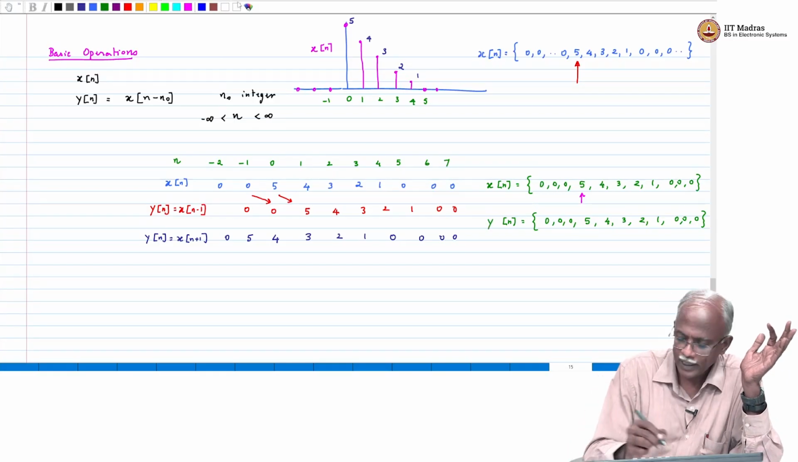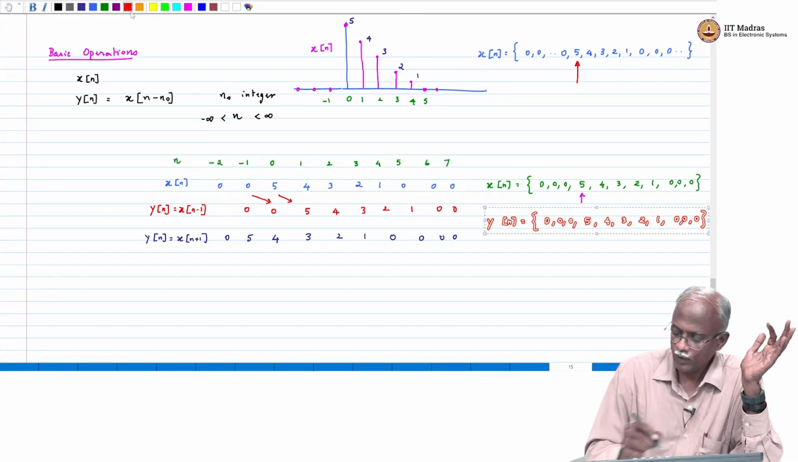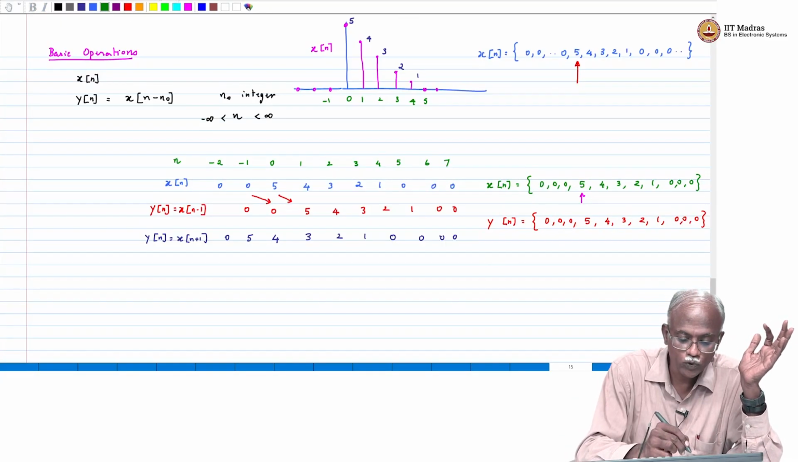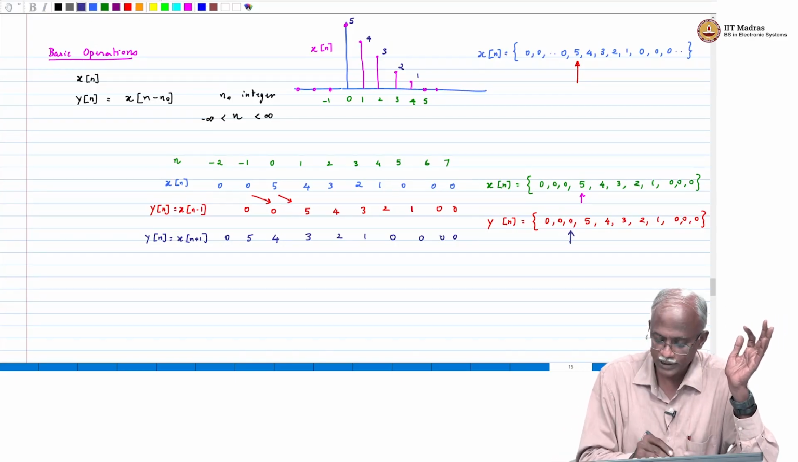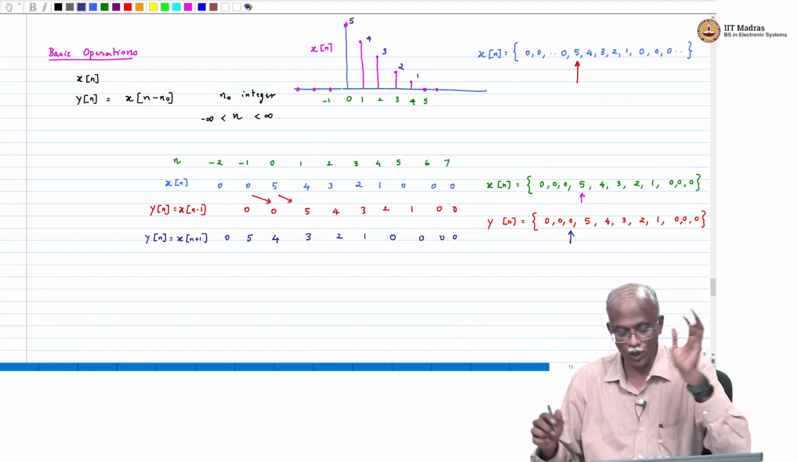We will make it all red so that it corresponds to the signal on the left side. This is y of n. Origin has moved to this point. So, this is now the origin. This is y of 0. Everything has moved to the right. So, this is a shift operation.